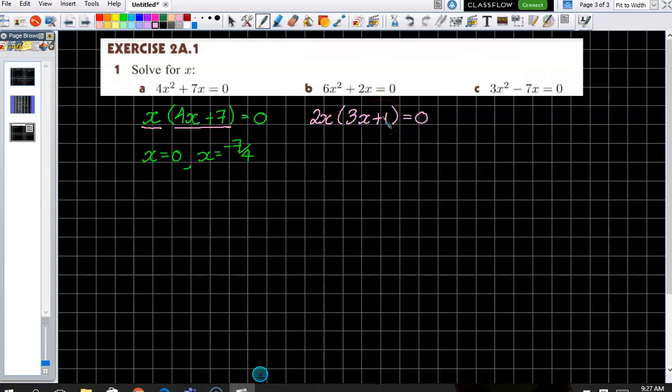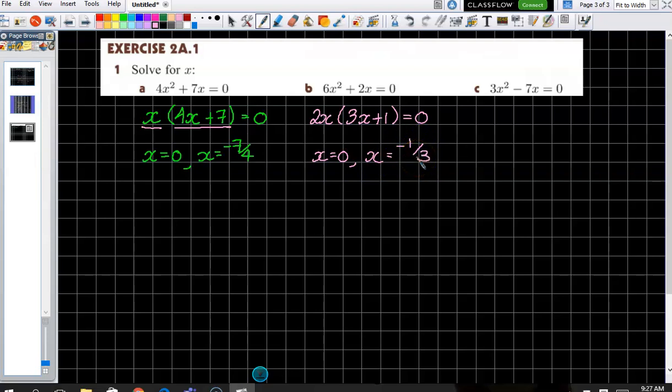Common error, a lot of people forget the 1. So always double check what you've factorized. If you expand it, do you get that top line? Okay? Always double check. So once again, x equals 0 is going to be one solution. And what's my other? It's positive 1 goes on the other side, minus a third.